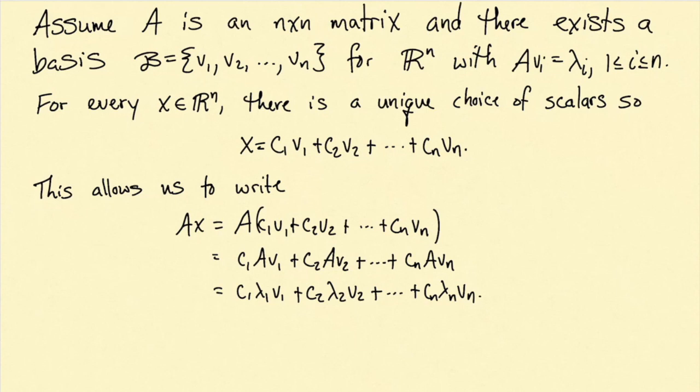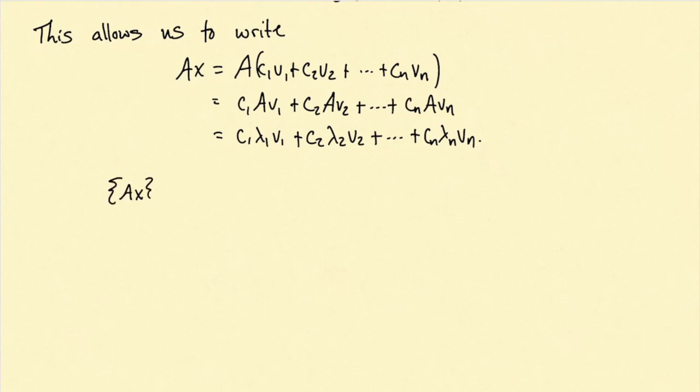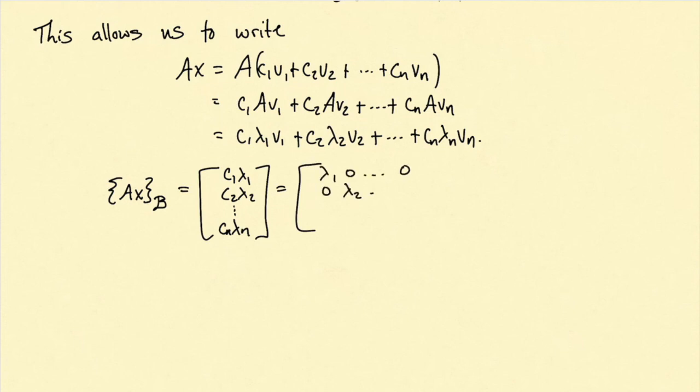Since everything in sight is a linear combination of the basis elements, we can make this expression much more pleasing by changing from the standard basis with basis vectors e1, e2 down to en to our new basis B. That is, we can write Ax in coordinates corresponding to our new basis as the vector c1 lambda 1, c2 lambda 2 down to cn lambda n. And we can think about this as the result of a diagonal matrix with the lambdas down the diagonal, multiplying the vector with entries c1, c2 down to cn. And of course, we can recognize this vector as the representation of x in this new coordinate system.